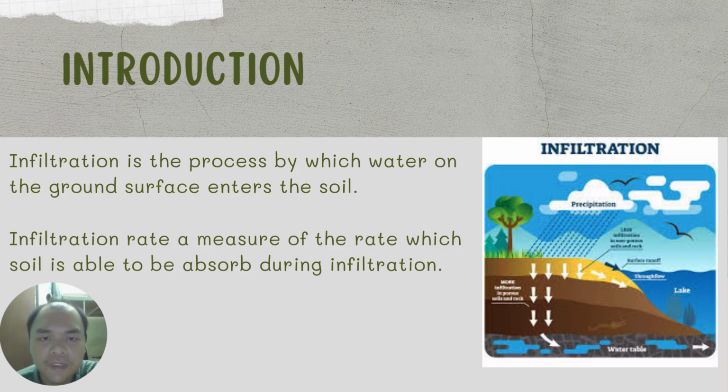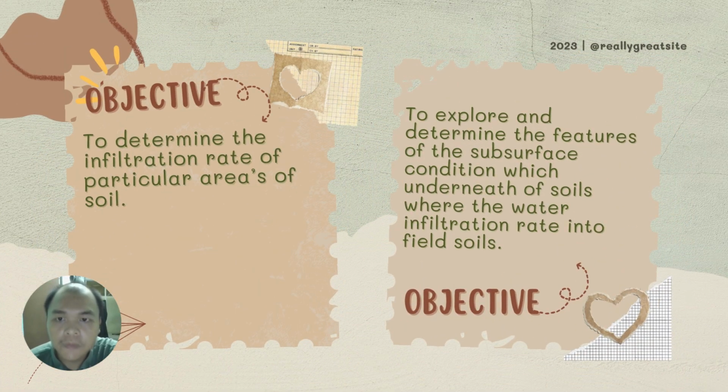Okay, so for the infiltration rate experiment introduction, we can say that infiltration is a process in which the water on the ground surface enters through the soil. So infiltration rate in soil is a measure of the rate at which the soil is able to absorb rainfall or irrigation.